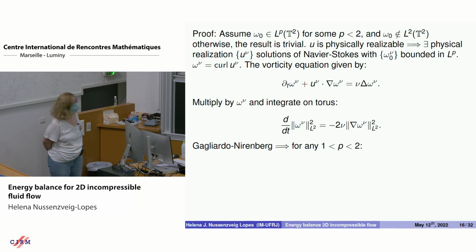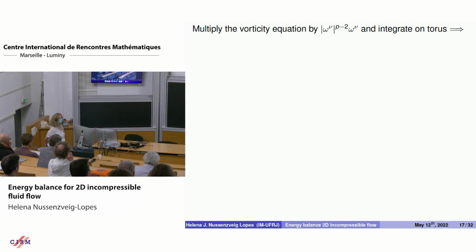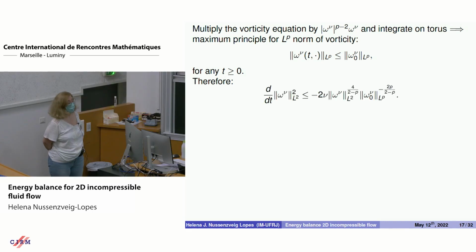You can just use Gagliardo-Nirenberg, which gives you that the L2 norm of the vorticity is bounded by the L2 norm of the gradient times the L^p norm of omega, and there are some powers here, 1 minus p/2 and p/2. So since you're interested in minus 2 nu gradient of omega^nu squared, you can invert this relation. And then you can go back to the vorticity equation and get an a priori estimate on the L^p norm of the vorticity in terms of the initial L^p norm, which you know is bounded because of the existence of the physical realization.